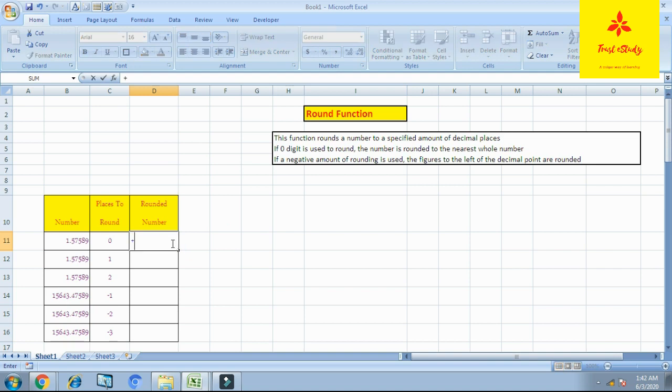We will use a function called round. It has two components. First one is the number which you want to round. Second one is the number of digits, up to how many number of digits you want to round. So this is my number and these are the digits. I will close this bracket, simply enter, and I will do Control D now. So see this.